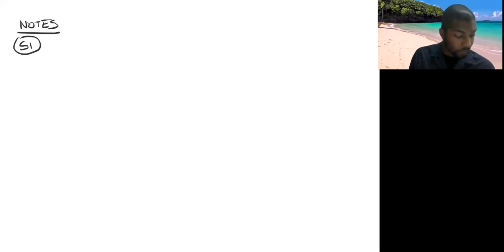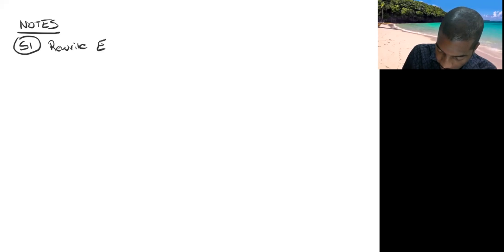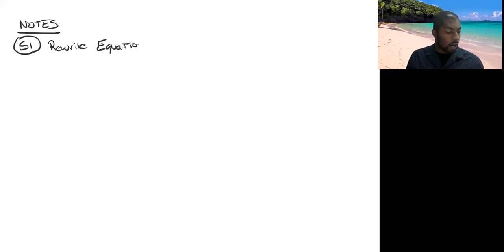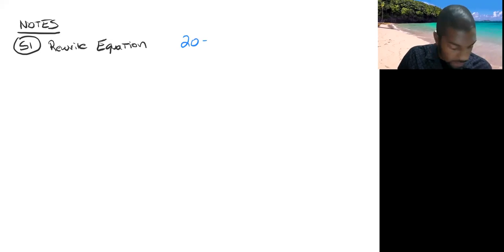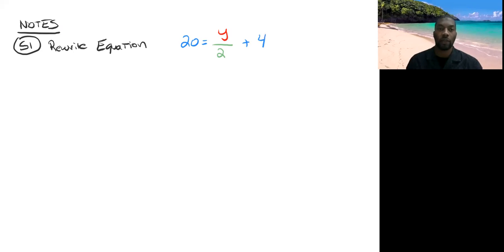Step 1. You're going to rewrite the original equation. All right, so let's try this next problem. Ooh, here's a good one. This is a division problem. The original equation is 20 is equal to some number y divided by 2 plus 4. So now that we've rewritten the original equation, we go on to step 2.